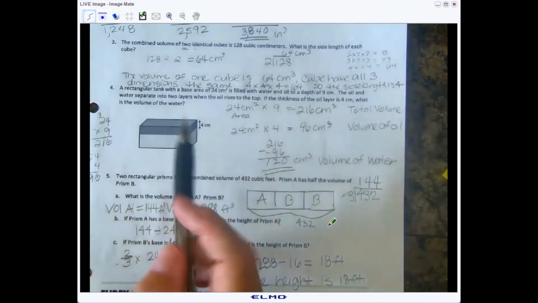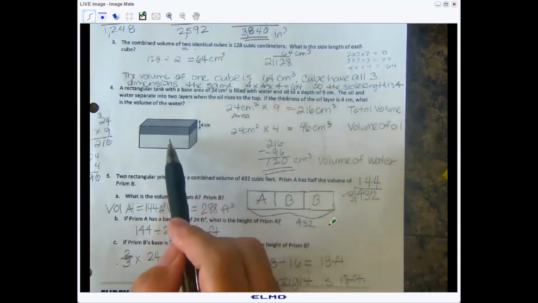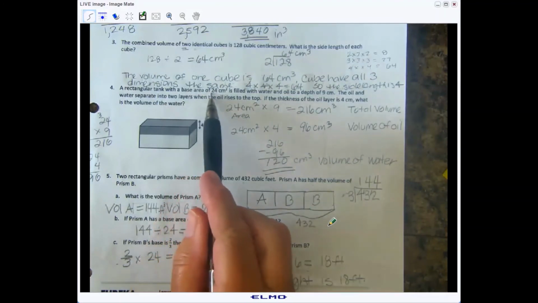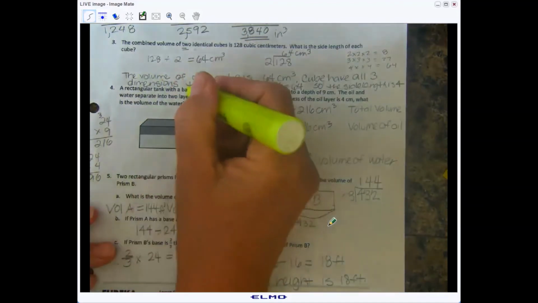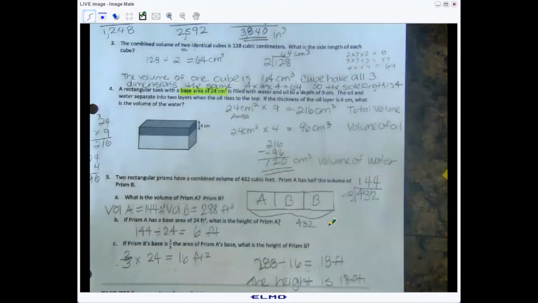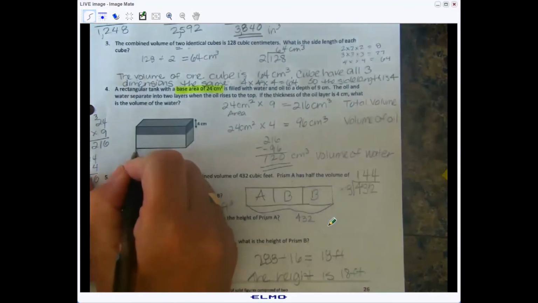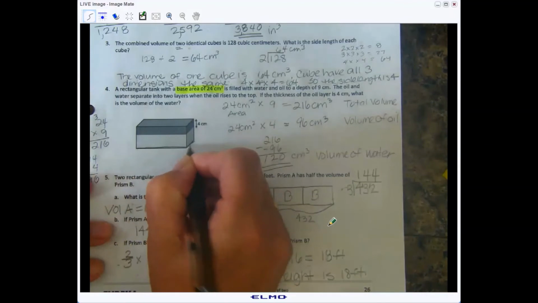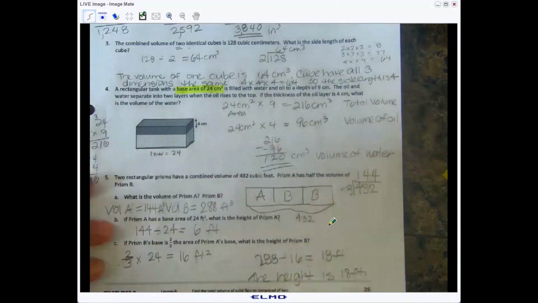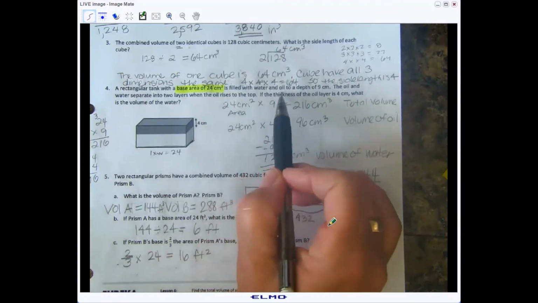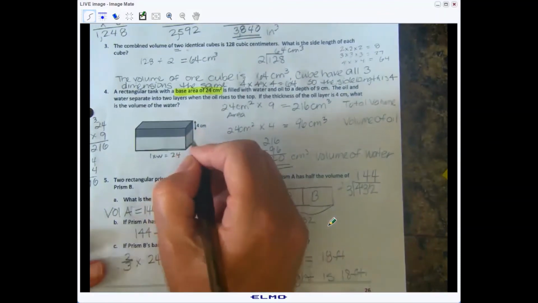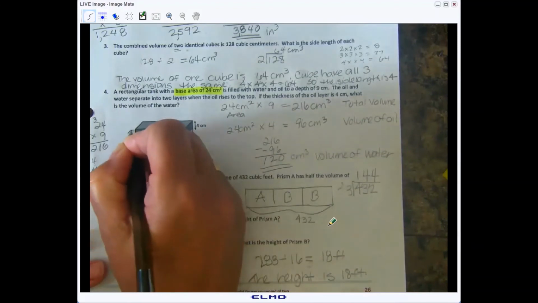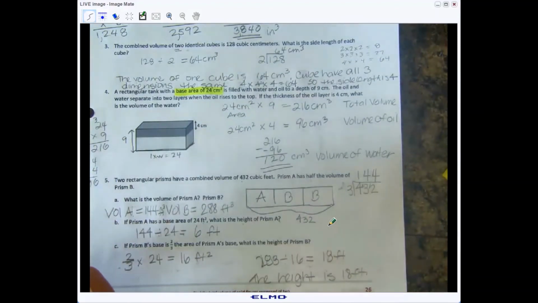So next one. Okay, here is a tank. It is a rectangular prism. It has the base area. Now pay attention to what information they're giving you. They're giving you the base area. That means they've already multiplied the length and the width to get 24, okay? And it's filled with water and oil to a depth of 9 centimeters. So this full depth is 9 centimeters because it's got water and oil. If you've ever tried to mix salad dressing, you know that water and oil separate. And so eventually the oil and water separate into 2 layers and the oil rises to the top.